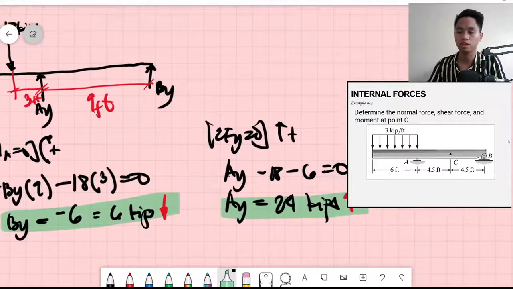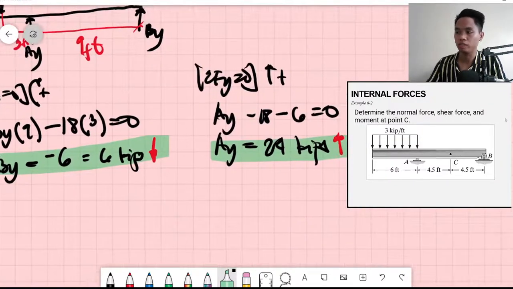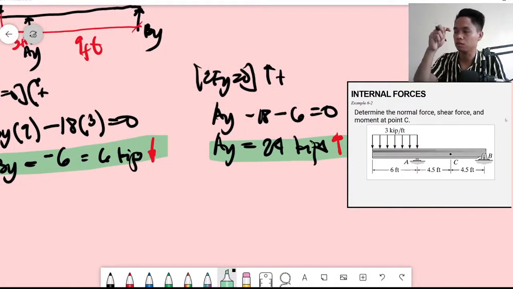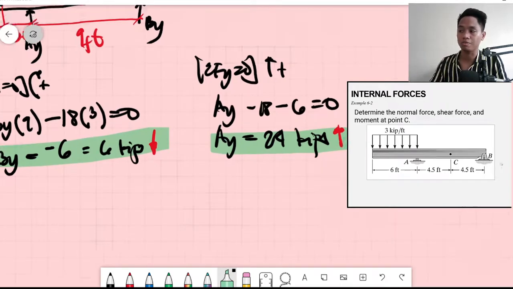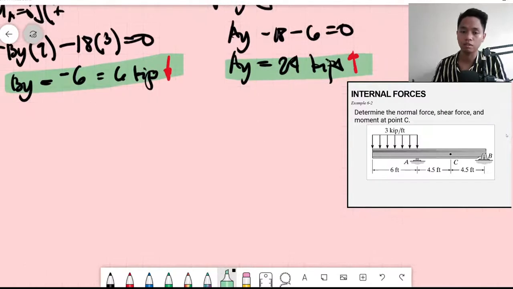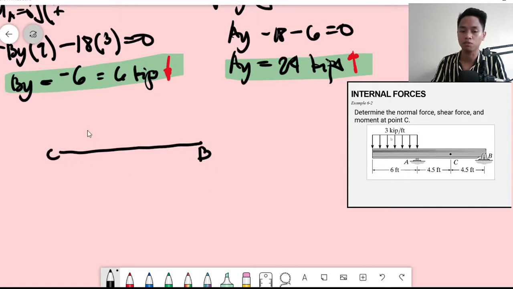Okay, so that is 24 kips for our reaction. Therefore, we section at C. If we investigate, we will use the segment at point C, and the segment we will use would be segment CB, because it has fewer forces. At C, we have tension, that would be your normal at C. Your clockwise is your shear at C. Then we have the moment at C.